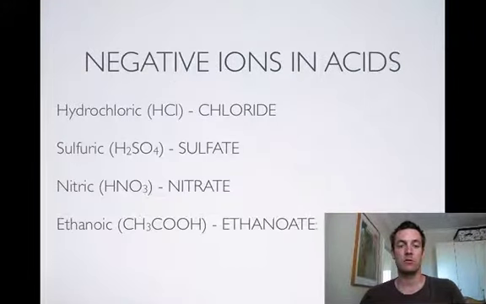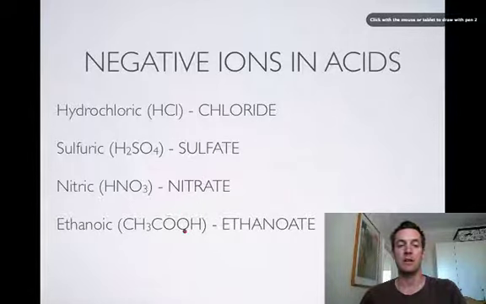Okay, so before we start looking at all those things, these get referred to quite a lot, the negative ions that we find in acids. So it's worth just looking at what they are before we start. There's a chloride ion in hydrochloric acid, which means we often make chlorides when we use hydrochloric acid. There's a sulfate ion in sulfuric acid, so we make sulfates. A nitrate ion in nitric acid, so we make nitrates.